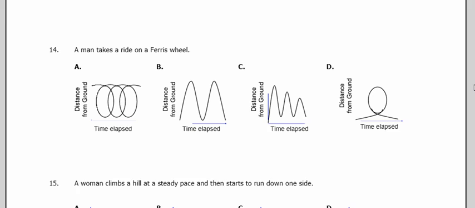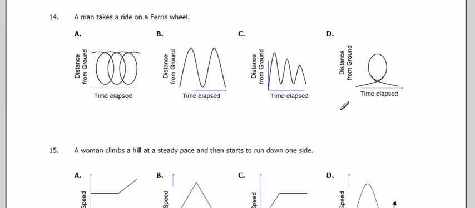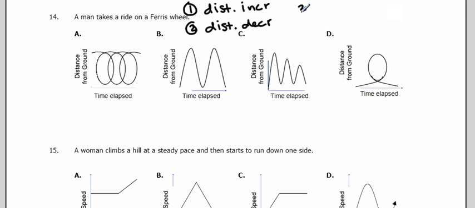Okay, let's look at the next one. 14, a man takes a ride on a Ferris wheel. Now if we look at A, B, C, and D, we are comparing the distance from the ground and the time elapsed. Well, when you are on a Ferris wheel, you get on, so you're first close to the ground, and then as time passes, you get higher and higher, so your distance increases. And then as you get to the top of the Ferris wheel, you come back down, and your distance decreases. And then it repeats and repeats. You go back up, your distance increases. You go back down, your distance decreases.